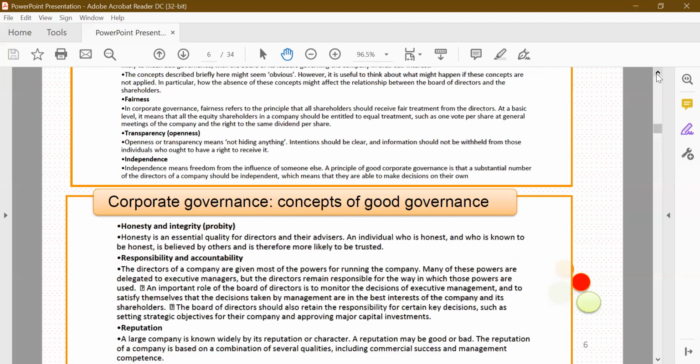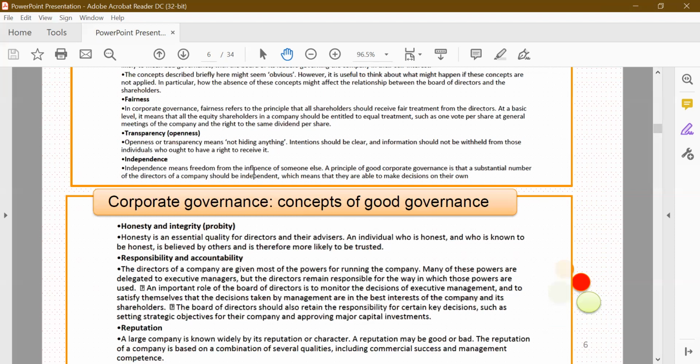One of the things we need to know here is that the board of directors should retain responsibility for certain key decisions. A typical example is when a company wants to make a very huge capital investment, like venturing into, let's say, $20 billion projects. Then the board of directors should come in. When it comes to setting the strategic objectives for the company, the board of directors should also lead that conversation. Very, very important.